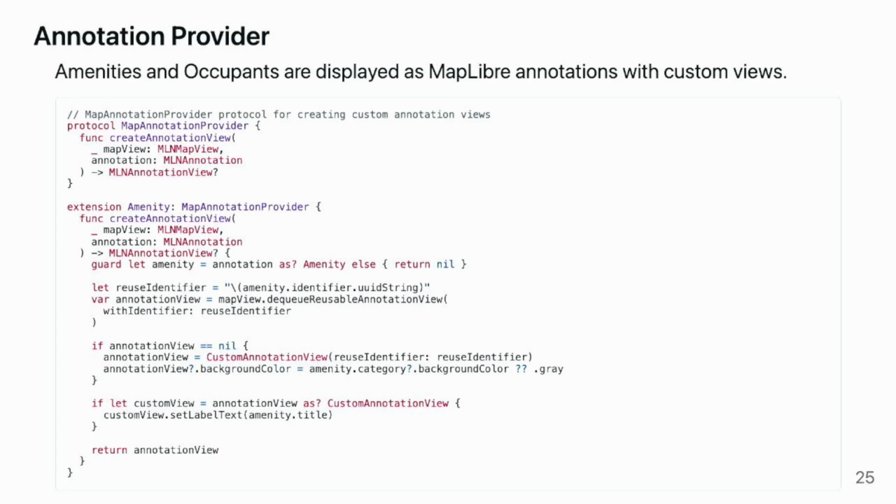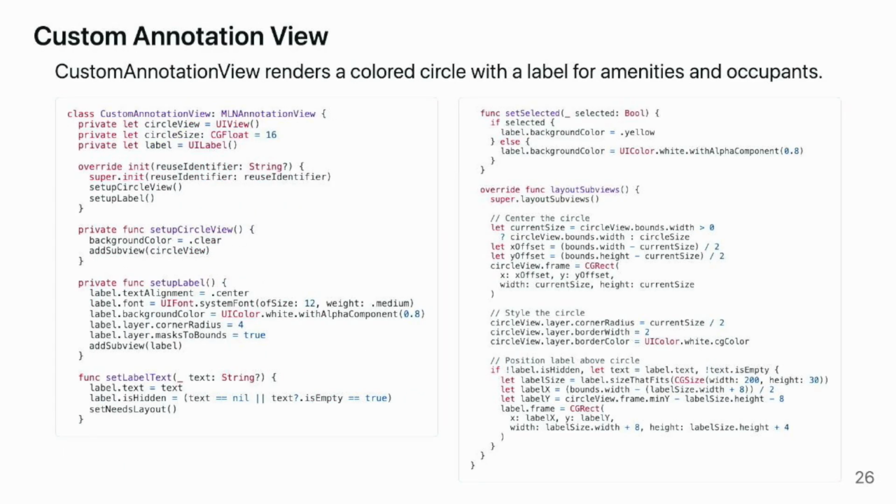The map annotation provider protocol defines how to create custom views for each amenity type. The custom annotation view creates a visual representation with a colored circle and a text label. The circle's color is determined by the amenity or occupant category. The label displays the name and is positioned above the circle. When selected, the label background changes to yellow to provide visual feedback.